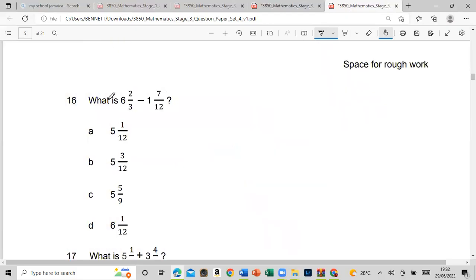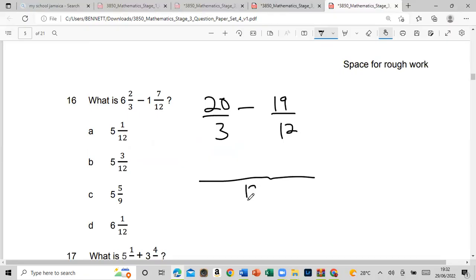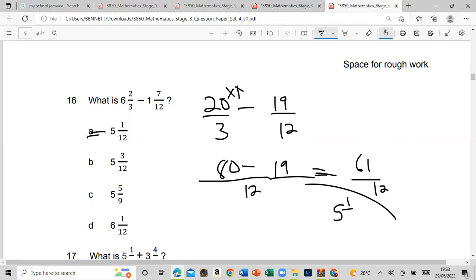Multiple choice. What is 6 and 2/3 minus 1 and 7/3? So 6 3s are 18, and that's 20. That's 20 over 3 minus... Boom, for the LCM. We only do this when you're adding and subtracting. LCM will be 12, give us 80. 12 into 12 is 1, so that's 19. 19, 20 from that, you have 60. So that's 61, right? 61 over 12. And that will give us 5, 12 is 60. That's 5, remainder 1 over 12.